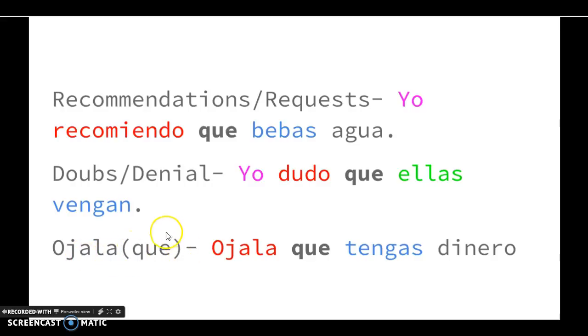Ojalá que, and the que is optional in the ojalá statements, which are just hopefully. So hopefully you have money. So we have ojalá que tengas dinero. And we could also say ojalá tengas dinero.